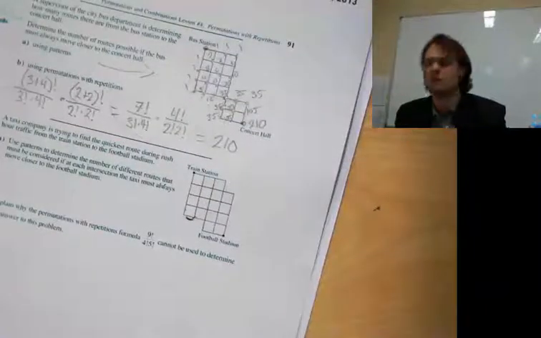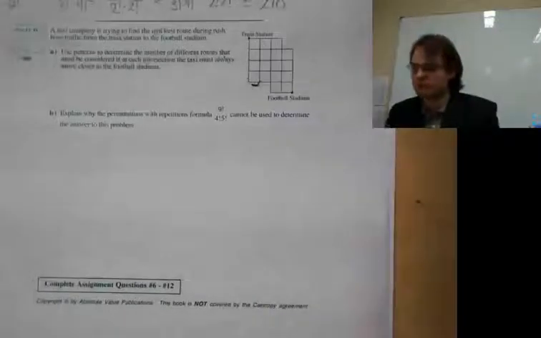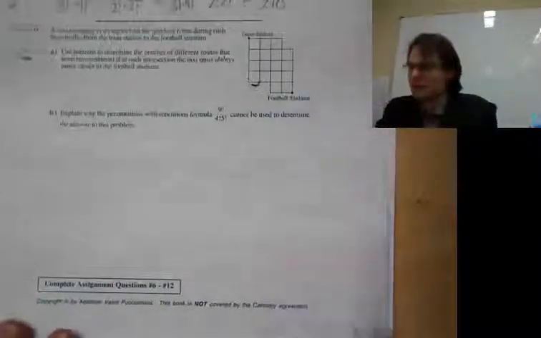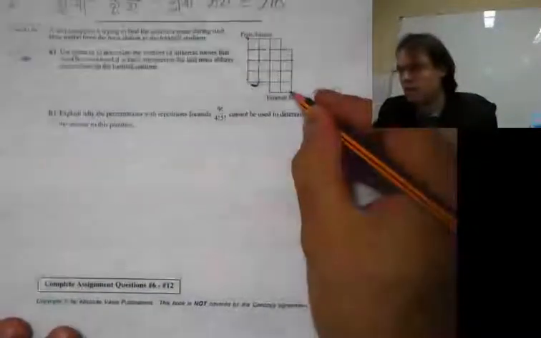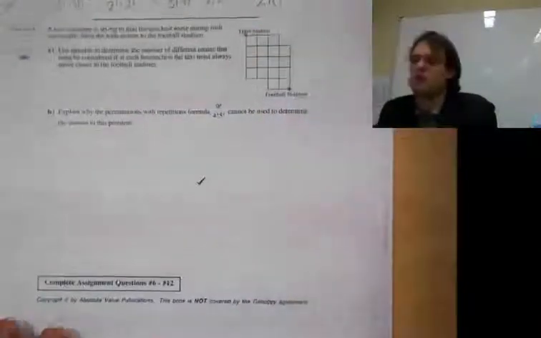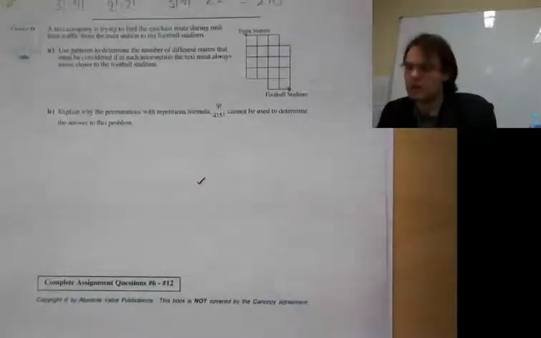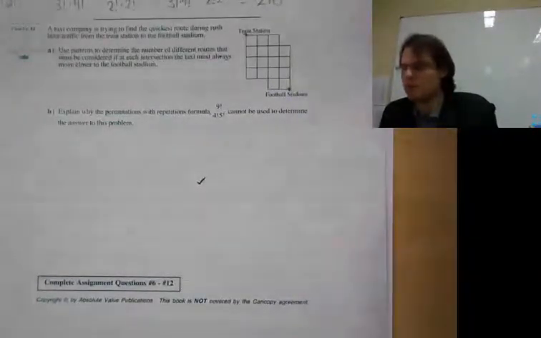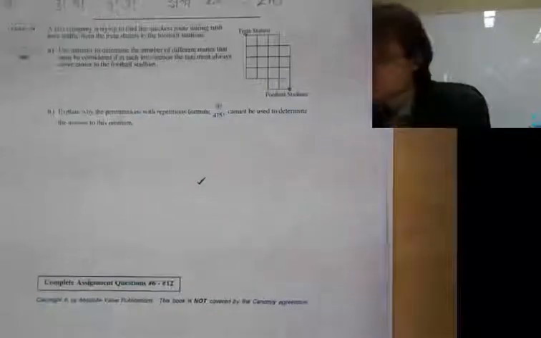Now, let's look at example number 4. So we have a taxi station, and he's trying to get to the football stadium. And this is the grid of the town in order to get to the football stadium. Now, a taxi company is trying to find the quickest route during rush hour from the train station to the football stadium. So we're going to use first the patterns and routes. Okay? So use patterns to determine the number of routes.